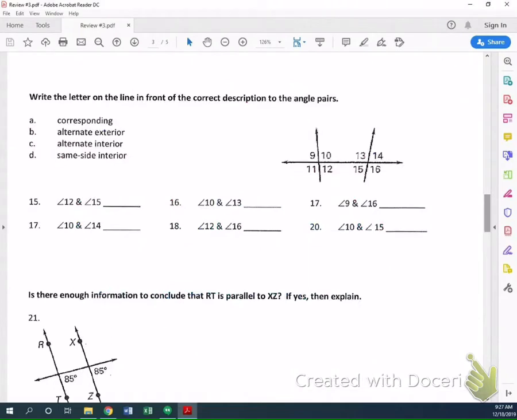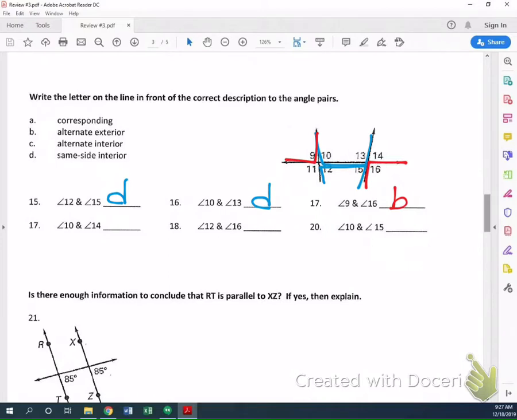All right, now we're getting into the parallel lines with the transversal. This is definitely note card material. I mean, we did a whole lot with this stuff, all these different angle relationships. So 12 and 15, that's same side interior, so that's D. 10 and 13 is also same side interior. Angle 9 and angle 16, those are on the outside and different sides, so that would be alternate exterior.